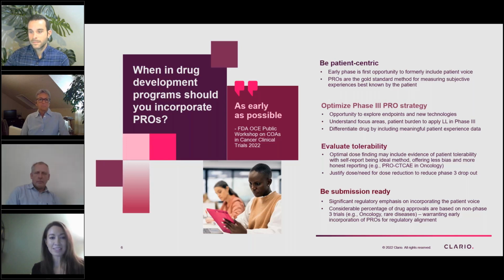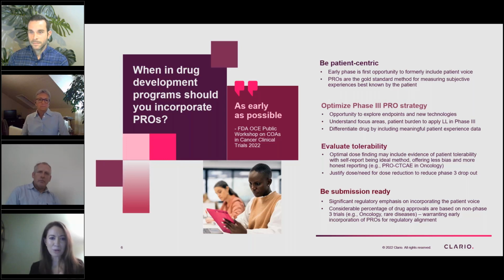And importantly, a considerable number of drug approvals have been based on non-phase 3 trials. So again, going back to, well, why do I need to do it early? Via expedited drug approval pathways, many treatments, such as for cancer or for rare disease, can be approved based on phase 2 trial data. So especially for those indications and approval pathways, your COA strategy really needs to be regulatory compliant from the very beginning in those early phases.